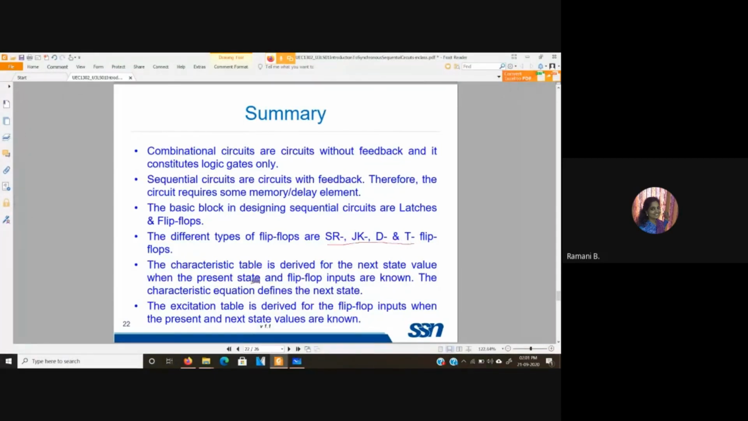Then what is the characteristic table? The characteristic table is derived for the next state value. So the output from this characteristic table is that of the next state when you know the value of the present state and the flip-flop inputs. The characteristic equation thereby defines the next state value. The excitation table is where you find the flip-flop inputs when you know the present state and next state value. So these things you have to have in mind with respect to flip-flops.